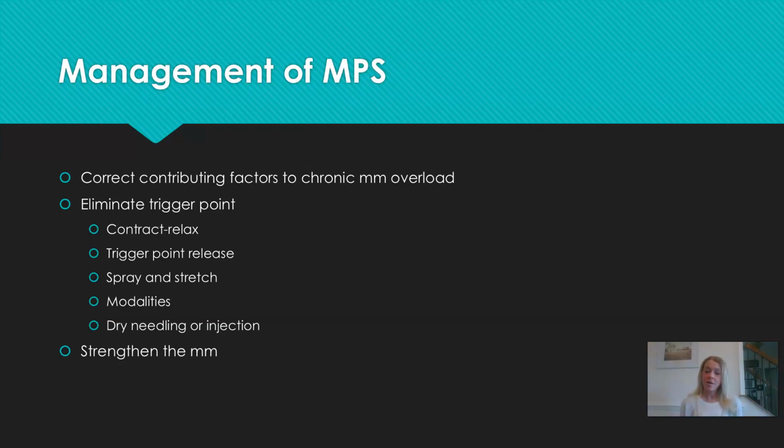We can try to work on the trigger points with some of the techniques that you guys learned back in procedures when you learned about massage, doing some trigger point release, spray and stretch, modalities, ultrasound, e-stim, dry needling or injection are one of the newer ways that they're starting to look at dealing with this. And then once you can get the person feeling a little bit better, we want to make sure that we're strengthening the muscles to maintain good posture and not to overload the same muscles that are getting overloaded.